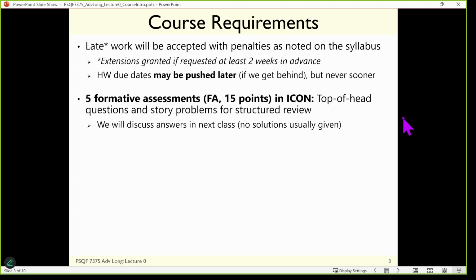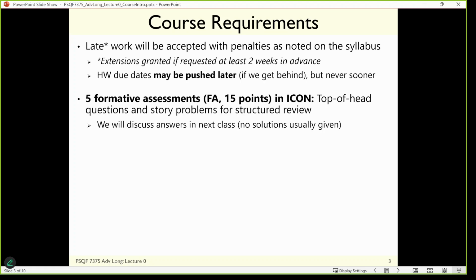In terms of what I've planned this time, 5 formative assessments. They're worth 3 points each because I plan to make them a little bit more involved. As usual, these are going to be top of the head kinds of questions, so concepts, definitions, some story problems, and then also some use of AI.